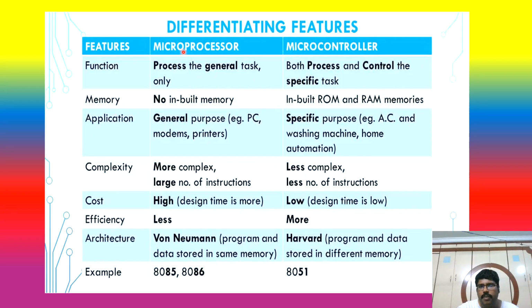There is no inbuilt memory in a microprocessor because a microprocessor is nothing but a CPU on a chip. Memory, I/O devices, A to D converters, D to A converters, counters, timers, whatever are there, they are going to be interfaced externally. Whereas coming to the microcontroller, we are having inbuilt RAM and ROM memories. Next, see, general purpose computers means personal computers. These are used for the special purpose like washing machine, home automation. Like, these are a small individual device.